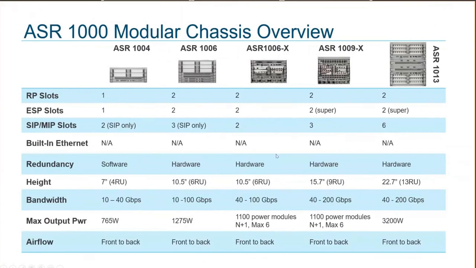Built-in Ethernet, there won't be any built-in Ethernet ports. You'll have to add the SIPs to get the Ethernet ports. Then redundancy: this one is software, and all these are hardware. This is software because we have only 1 RP slot, so we don't have the capability of adding 1 more RP for hardware redundancy. So this can be termed as software. In the software one itself, you can have 2 RPs running, but here you can have two hardware RPs. These will provide hardware redundancy. And there are different parameters like height, bandwidth, maximum output power, and airflow.